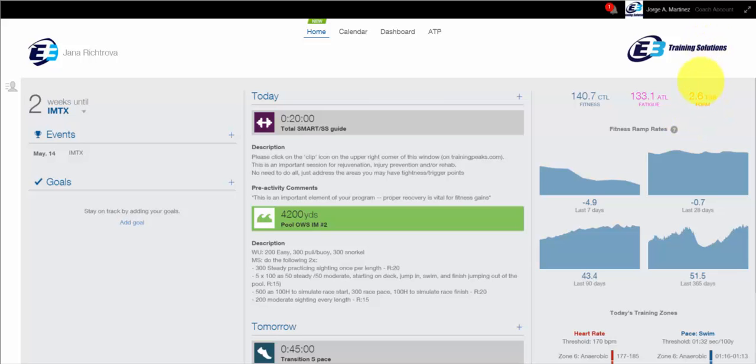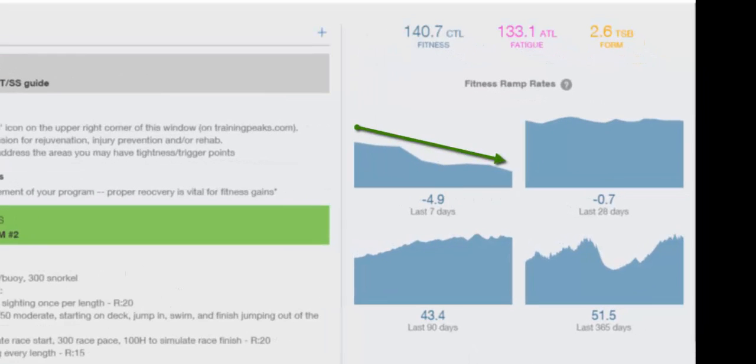Then the fitness ramp rates tell you how all this relates to the past 7 days, 28 days, 90 days, and 365 days. So over the last 7 days, in theory, quote unquote, her fitness has decreased by almost 5 points, 4.9, because we just established that the last 5 days have been recovery days. So she hasn't accumulated as much fitness just because she's been recovering. Again, this is a mathematical model, so we don't lose fitness this fast, but it gives you an idea. It's like, oh yeah, it makes sense. It's dropping because I've been recovering.